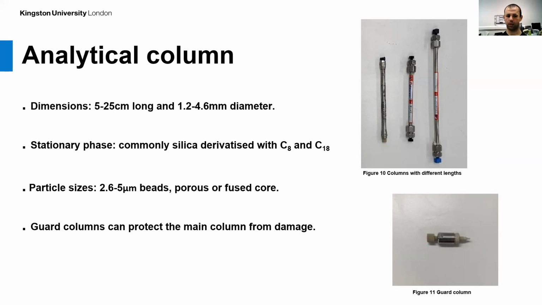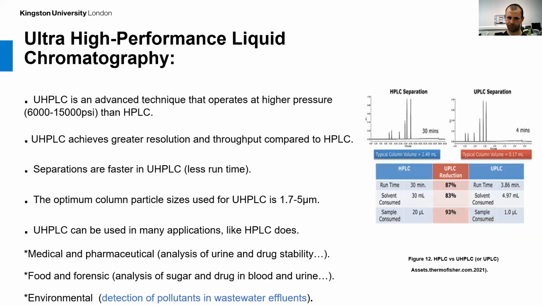The commonly used stationary phase is silica derivatized with C8 and C18. The difference between C8 and C18 is the number of hydrocarbons inside the column. The particle size is between 2.6 and 5 micrometer, porous or fused core, and it's important to have a guard column at both ends of the column in order to protect the main column from damage.